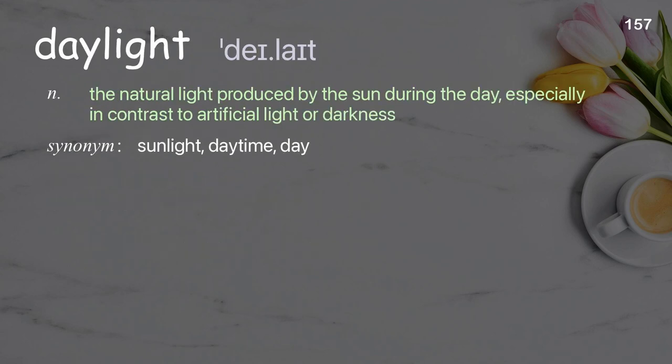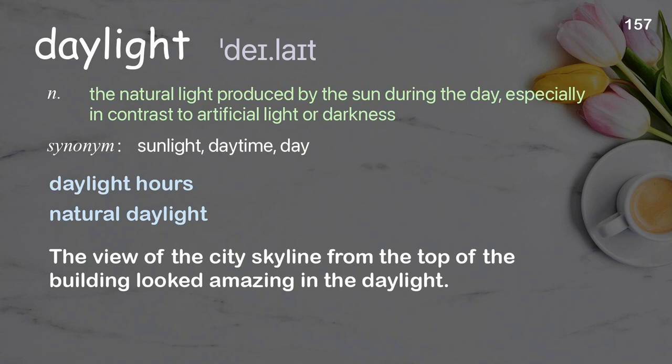Daylight. The natural light produced by the sun during the day, especially in contrast to artificial light or darkness. Examples. Daylight hours. Natural daylight. The view of the city skyline from the top of the building looked amazing in the daylight.